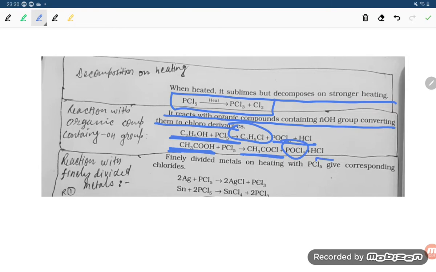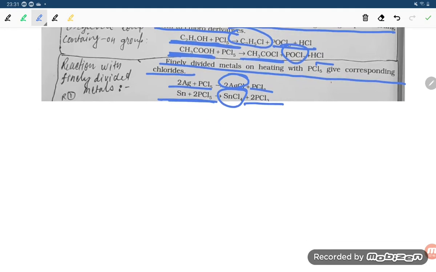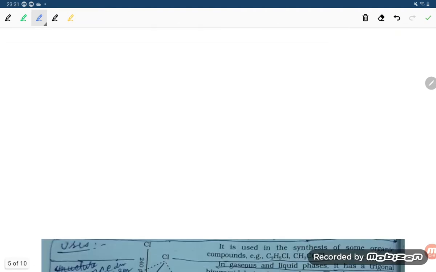Next, finely divided metal on heating with PCl5 gives the corresponding chloride. Like 2Ag plus PCl5 gives 2AgCl plus PCl3. Sn plus PCl5 gives SnCl4 plus PCl3. So this is how we study phosphorus pentachloride.